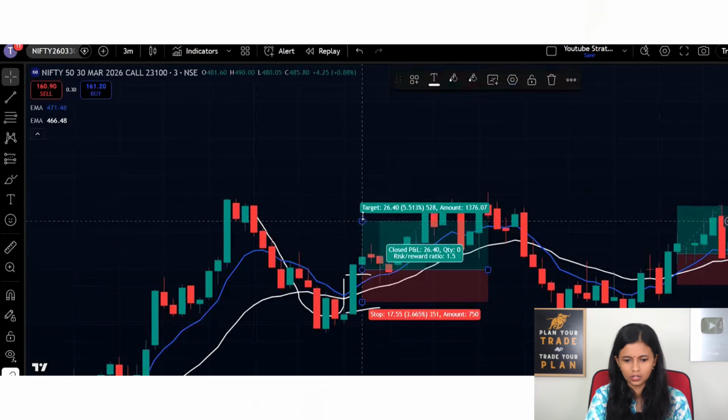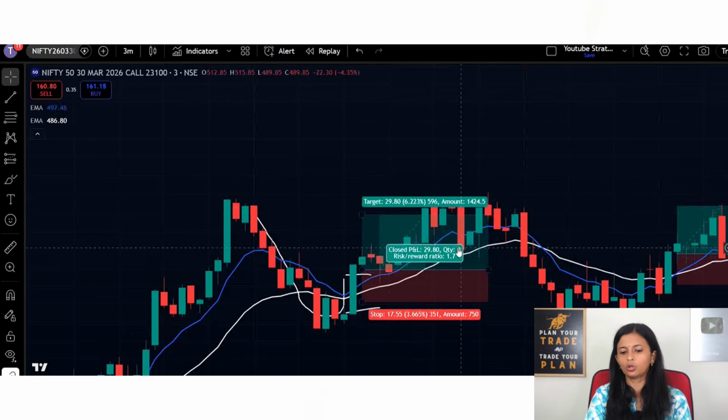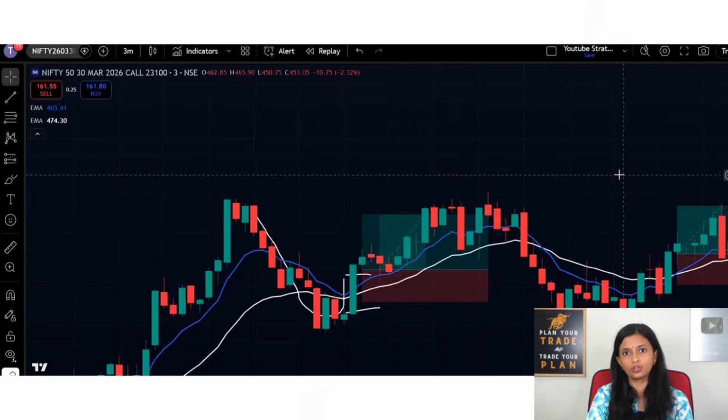1:1.5 RR. So you can see 1:2 is also achieved, but it is better to go with 1:1.5 here when you are using the option chart. But when you are using the spot chart, I had mentioned 1:2 is easily met there.